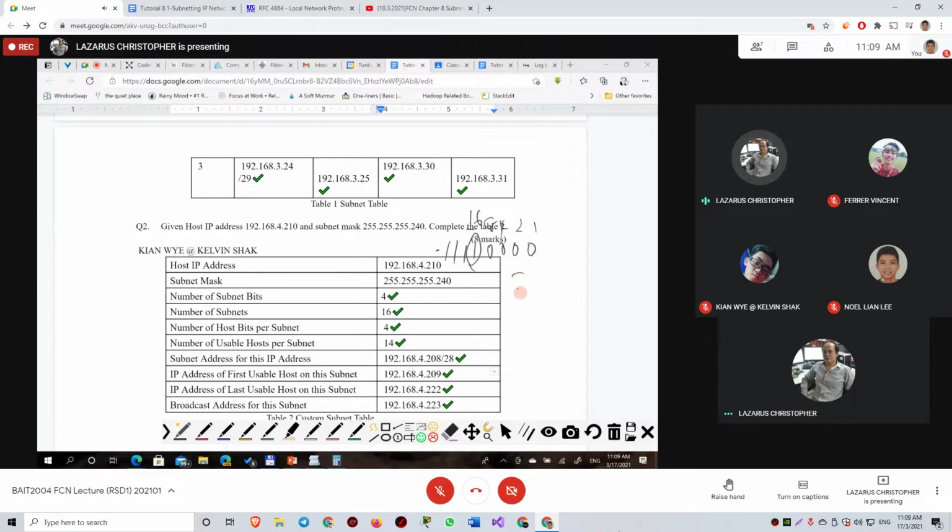So 208 plus 16 gives you the next subnet, 224. 224 is the next subnet. So the broadcast address for this subnet is one below that, which is 223. Once you get 223, the first usable is just the next number after 208, which is 209. And the last usable host IP address is the one below the broadcast, which is 223, so it's 222.